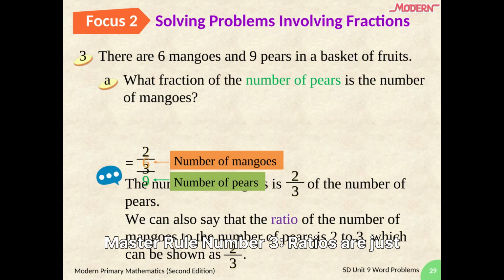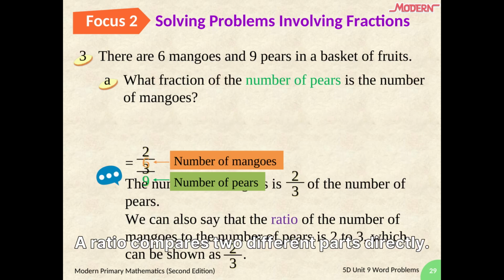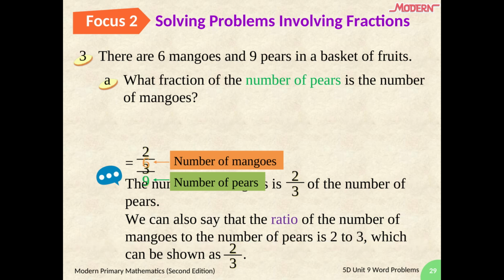Master rule number 3: ratios are just fractions in disguise. Let's revisit our favorite fruit basket on page 29 with the mangoes and pears. A ratio compares 2 different parts directly. The ratio of mangoes to pears is 6:9. We don't even need the total number of fruits here. The most critical part of a ratio is the order of the words.